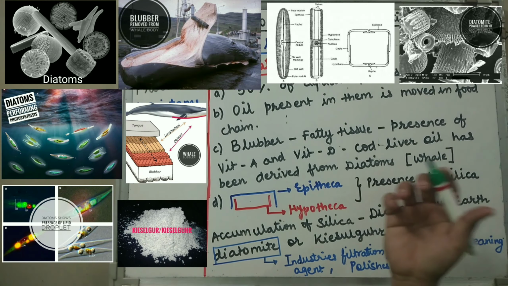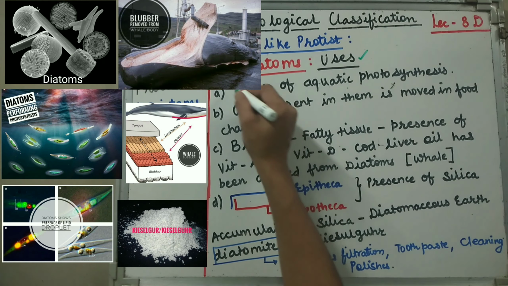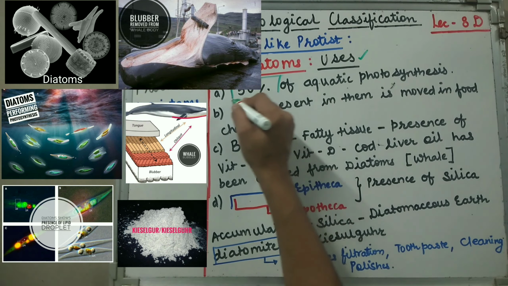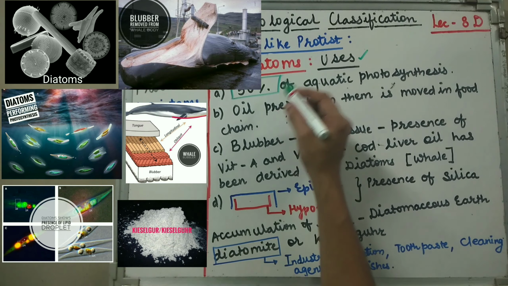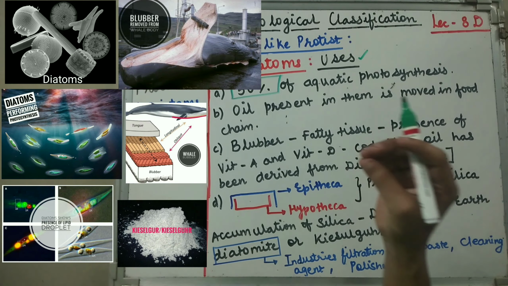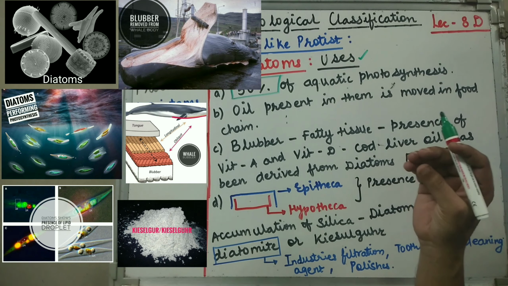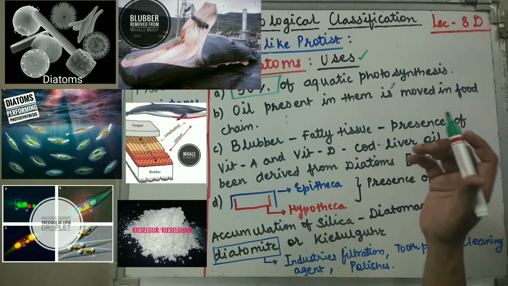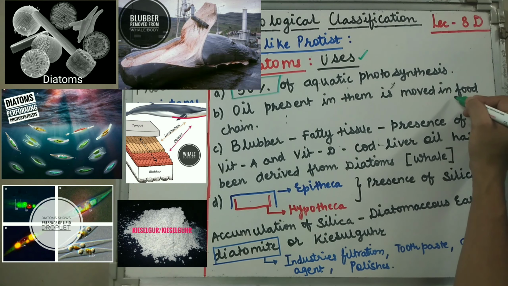So let us now quickly revise the uses of diatoms. So 50% of the aquatic photosynthesis could be performed by diatoms. The oil which is present in the diatoms, generally they store oils in the form of fat and also chrysolaminarin and leucosin, if you can remember the word. So that oil would be moved into the food chain of whoever is going to consume these diatoms.